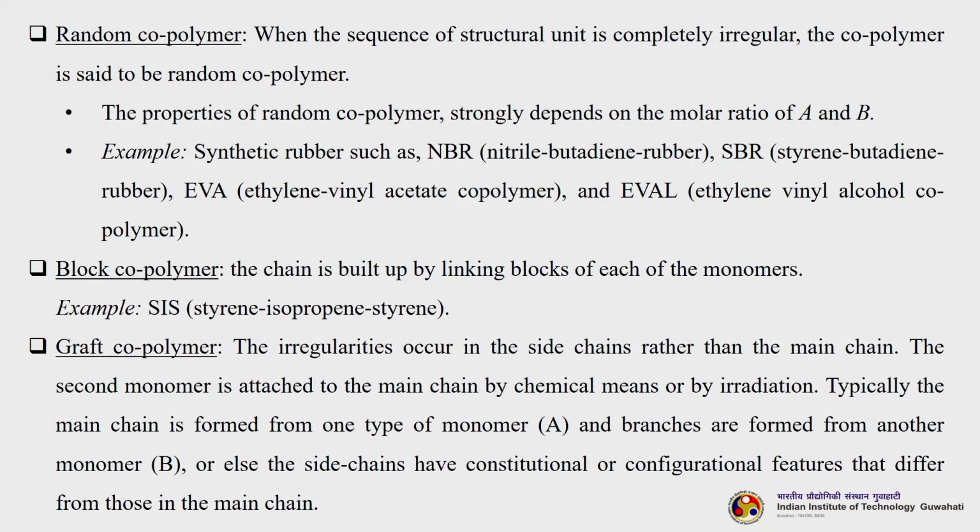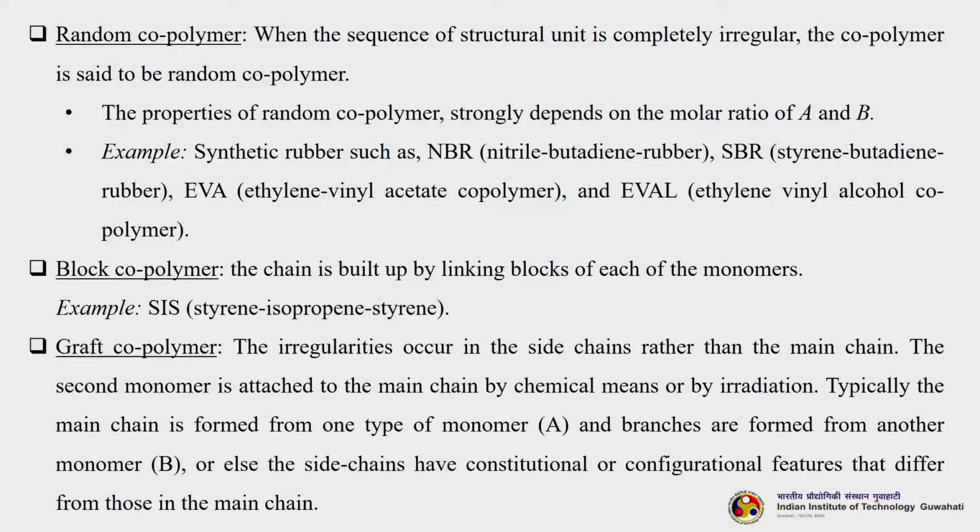There are different types of copolymers. The first one is random copolymer, the second one is block copolymer and the third one is graft copolymer. What is a random copolymer? When the sequence of structural units is completely irregular, the copolymer is said to be a random copolymer. The properties of a random copolymer strongly depend on the molar ratio of both monomer units A and B. Classic examples are the synthetic rubbers NBR, nitrile butadiene rubber, or SBR, styrene butadiene rubber, EVA, ethylene vinyl acetate copolymer, or EVAL, ethylene vinyl alcohol copolymer.